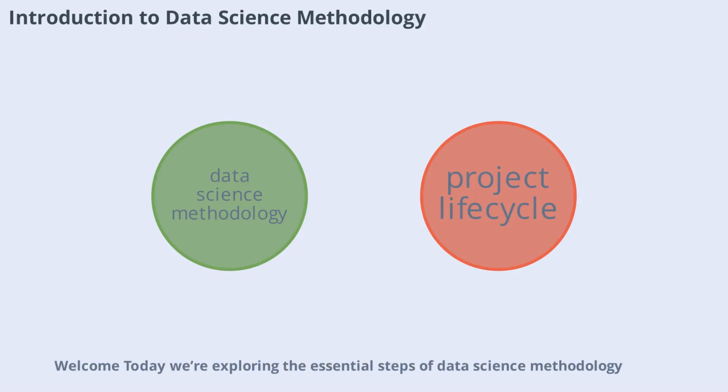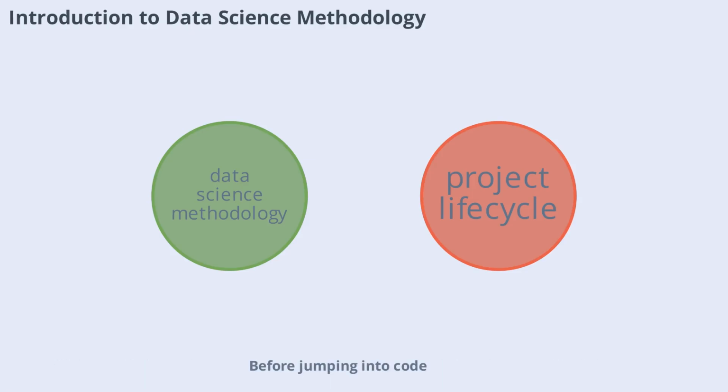Today we're exploring the essential steps of data science methodology. Before jumping into code, it's crucial to understand the entire lifecycle of a data project. This journey starts with grasping the business requirements and defining clear objectives. From there, we move through data collection, preparation, analysis, and finally, deployment. Each phase plays a vital role in ensuring the project's success.